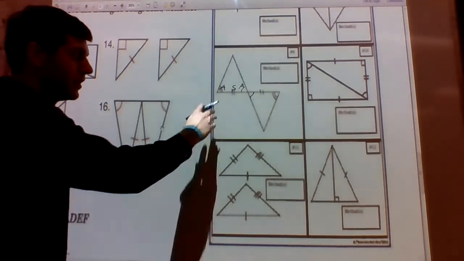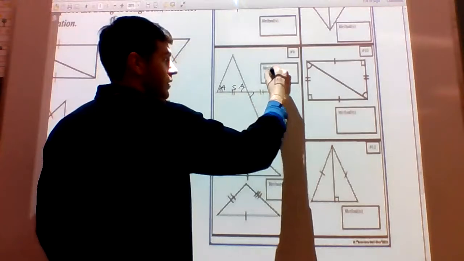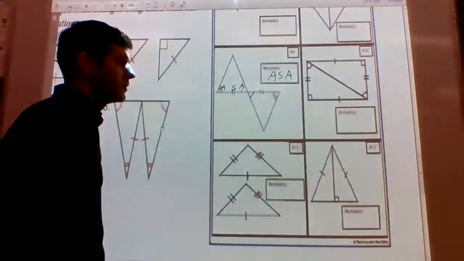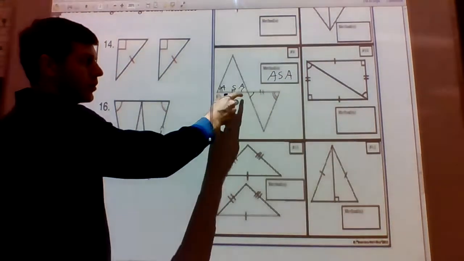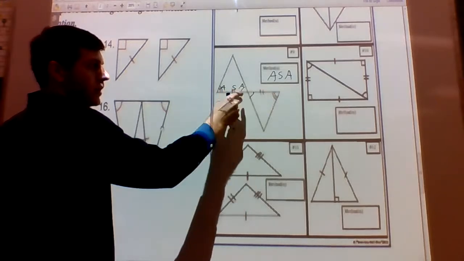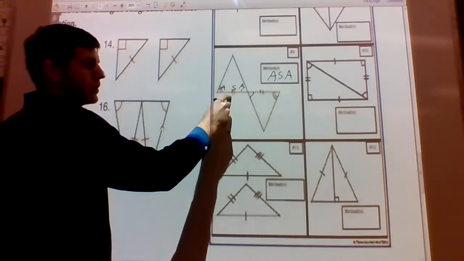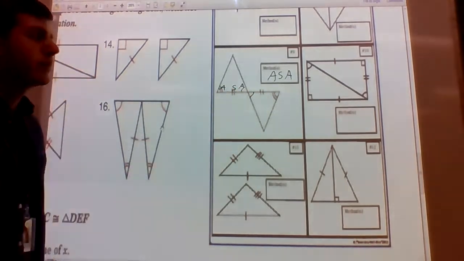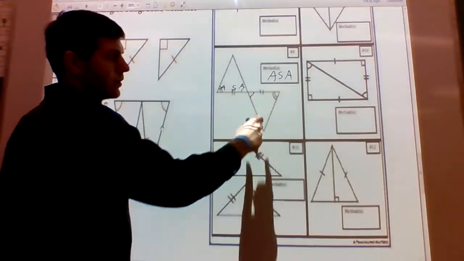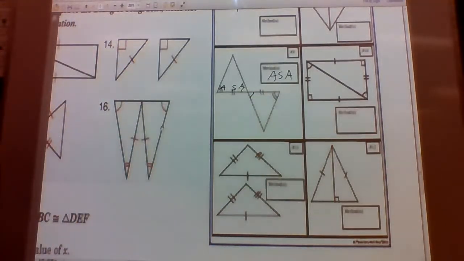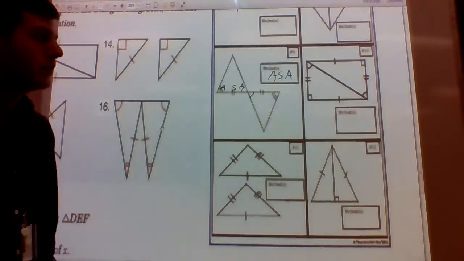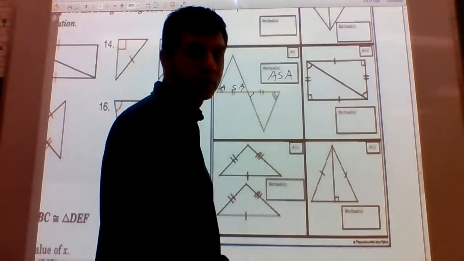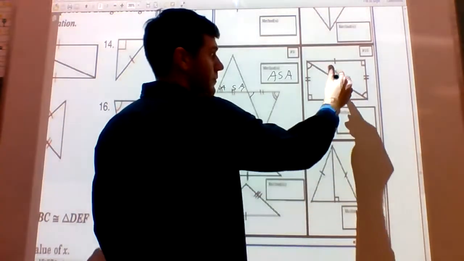So it's going to be angle, side, angle. All right, two corresponding angles that are congruent, and the included side. So this side is between the two angles, so it's the included side. So it's angle, side, angle. Next one, we notice we have a shared side.